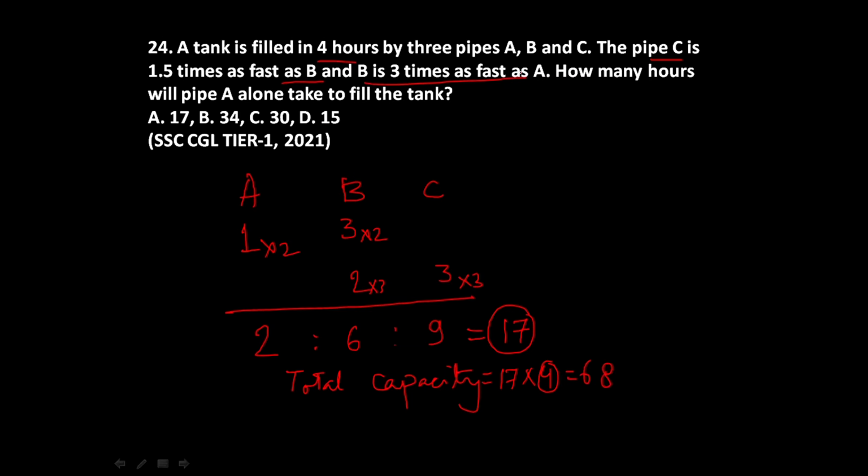The question is how many hours will pipe A alone take to fill the tank? Okay, so efficiency of A is 2, so it will be divided by 2, 34. 34 hours will be the time taken by A alone. Clear? So option B is the right answer. Moving to the next one.